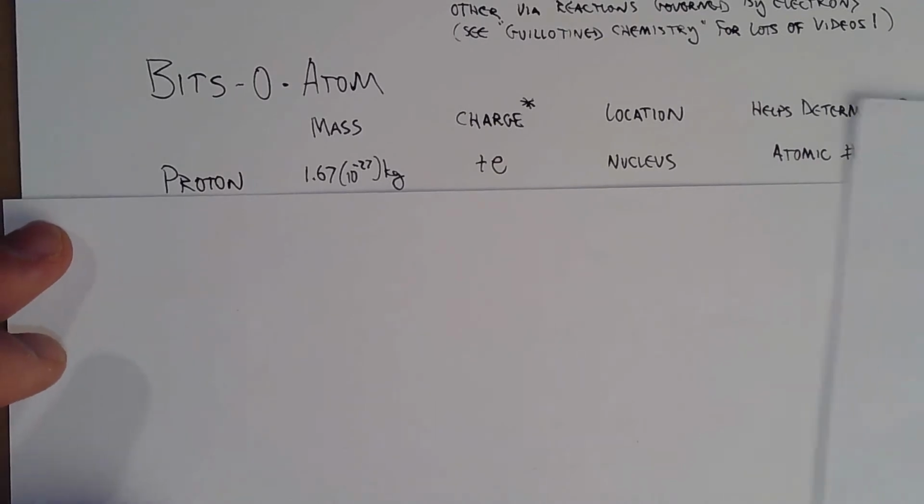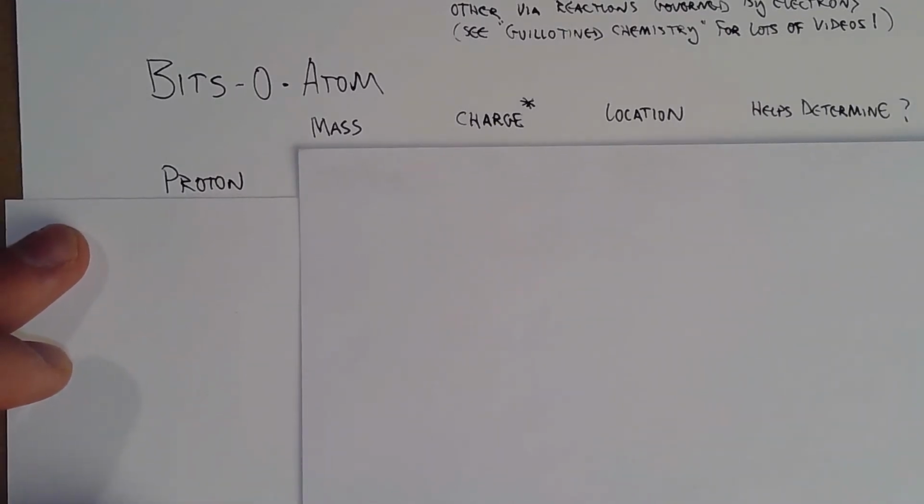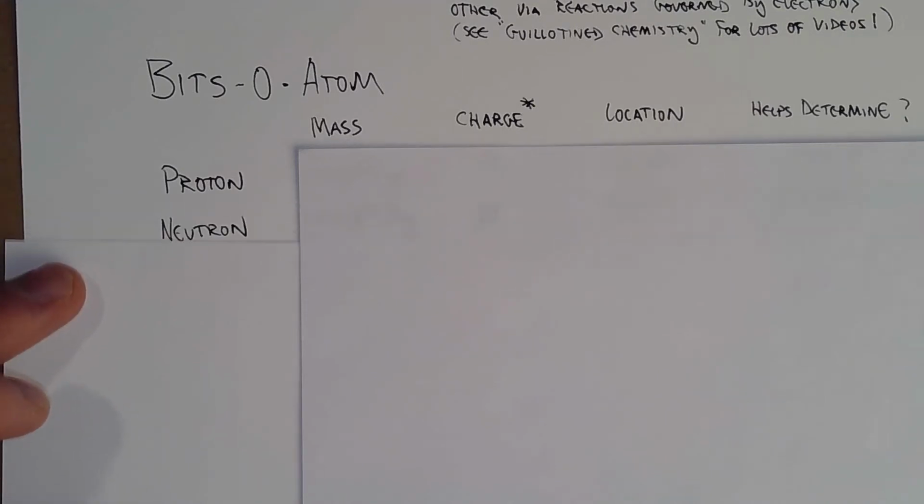So, okay, 50-50 shot. What do you think I'm going to go to next? Neutrons or electrons? Go ahead, take a guess. Okay, the correct answer is neutrons. So if you guessed neutron, good job, 2 points.